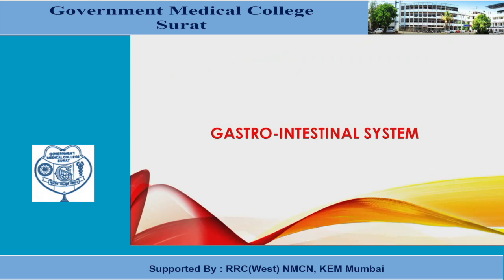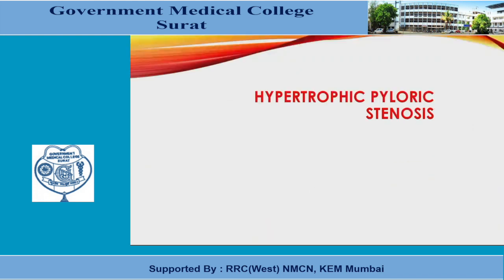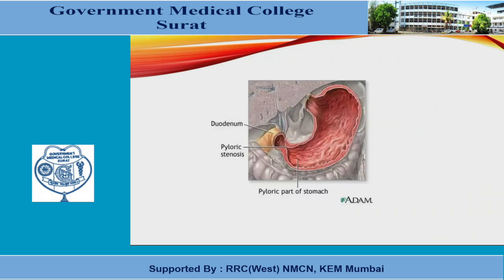Now come to the gastrointestinal system, GIT. First is hypertrophic pyloric stenosis. In the pyloric part of the stomach, there is obstruction of the pylorus or hypertrophy.